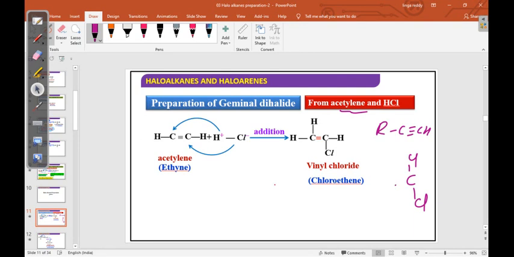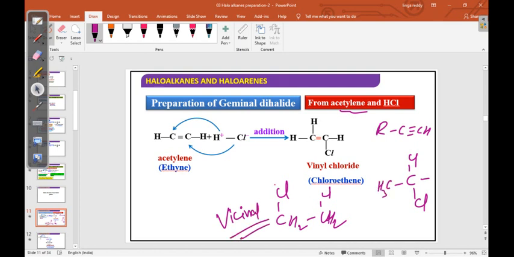In the last reaction we discussed in the last video, vicinal means like this: CH2, CH2, Cl, Cl. Okay, these are the vicinal. Geminal means on the same carbon. Suppose CH3, CH3. This is geminal. Vinyl, in the IUPAC nomenclature we discussed vinyl chloride. The unsaturated carbon attached to chlorine is vinyl chloride.